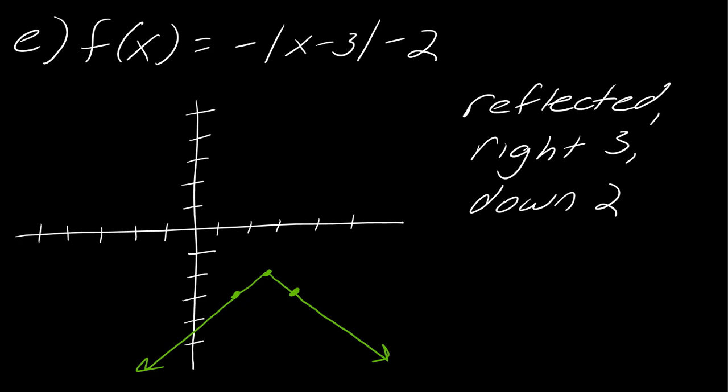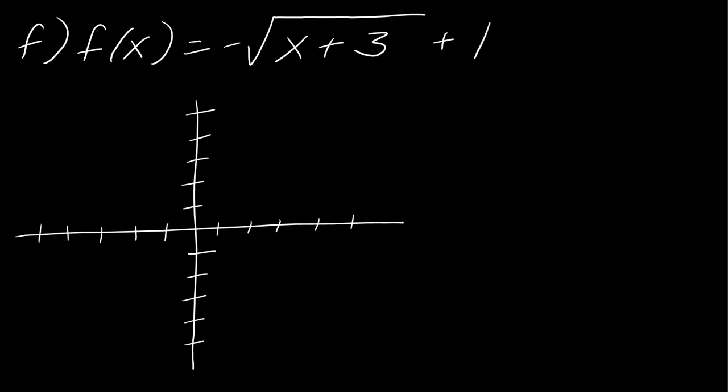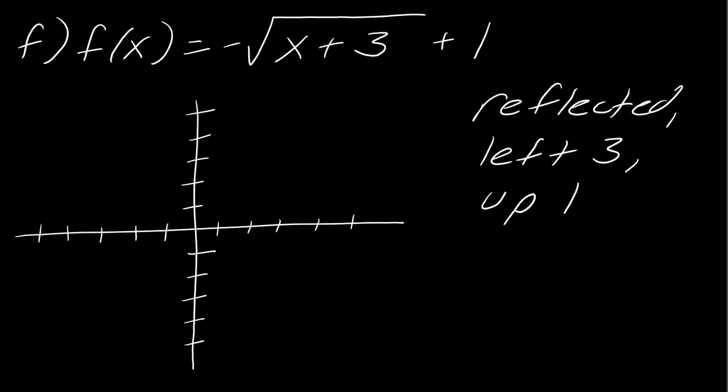Okay, cool. So I have one more example here for you to try. So go ahead and think about how this translates and then try to graph it totally on your own and hit play when you are ready. So this one, once again, will be reflected. It's going to move to the left 3 and up 1. So I will start by moving to the left 3 and up 1.